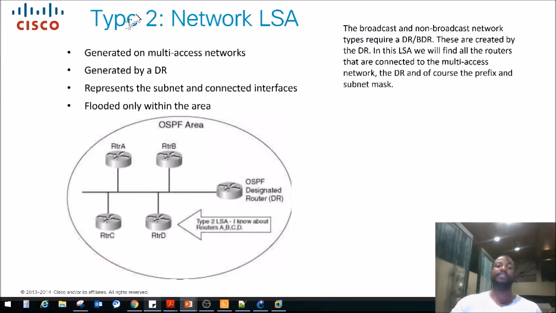Type 2 LSA is called a network LSA. As you can see, it's generated by the DR. What's the DR? No, it's not a Docker. It's a designated router. If you don't know what that is, I believe that's about 2 videos back, and you'll know what a designated router is.